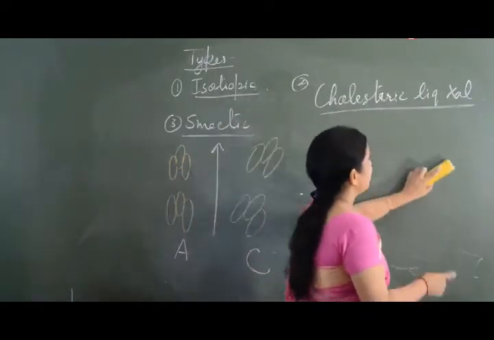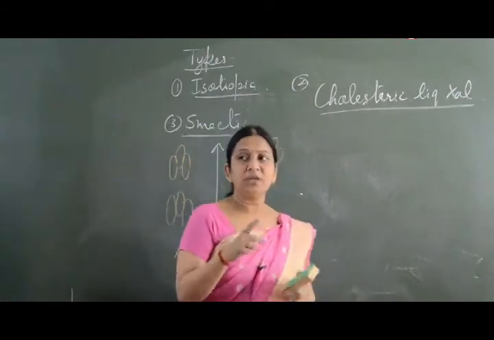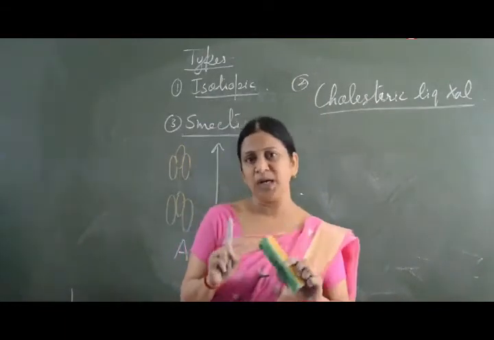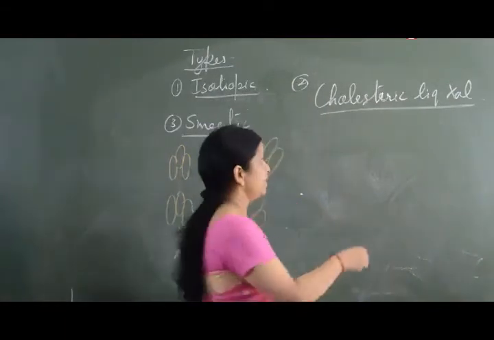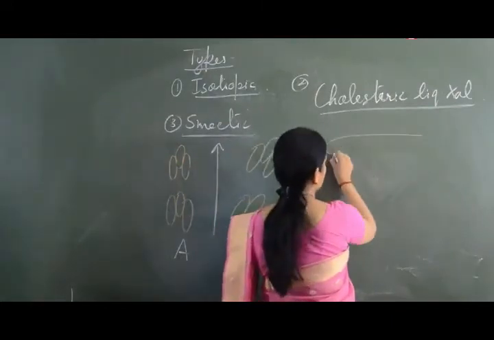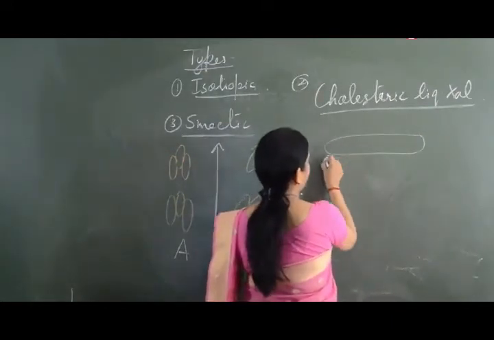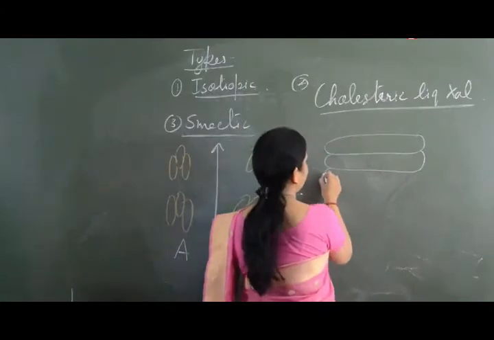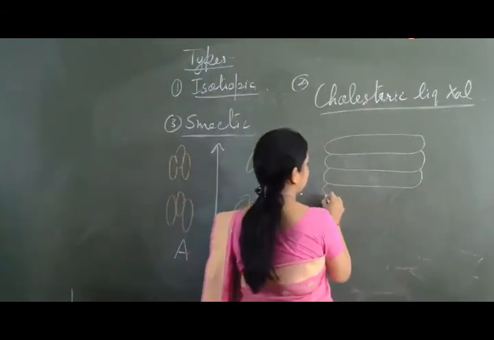Now, the structure of cholesteric liquid crystal is similar to nematic as well as smectic. Like smectic, it is having a layered structure. So, this is how we are going to represent the layers. So, these are different layers.